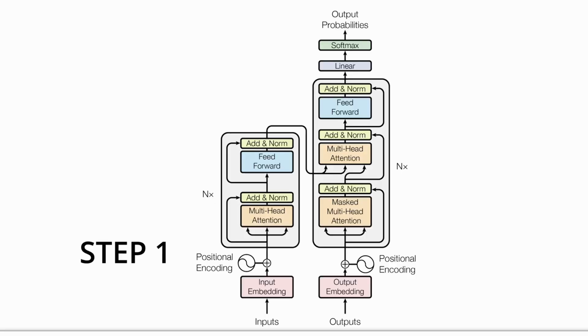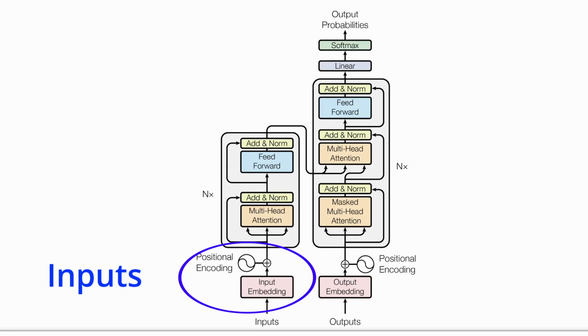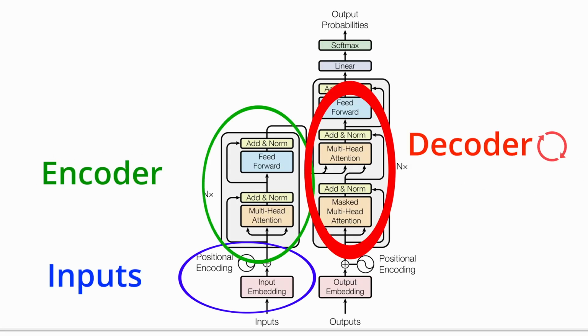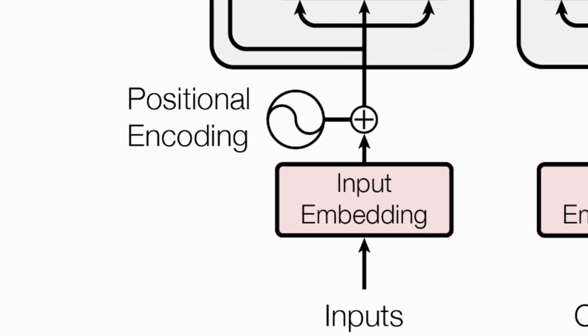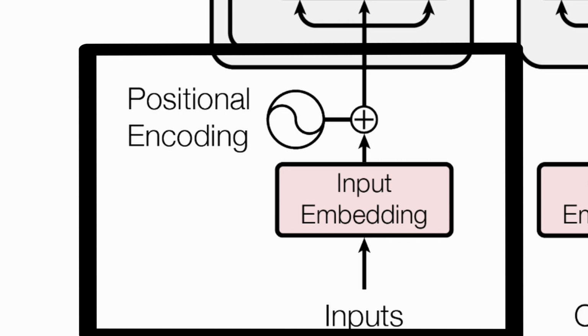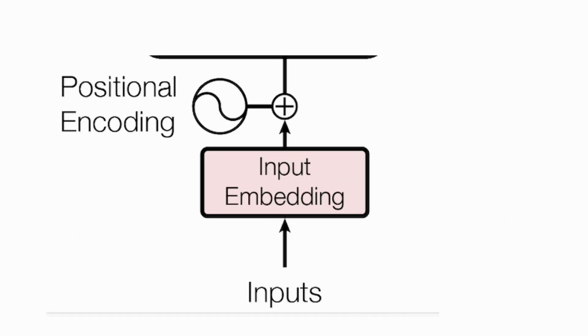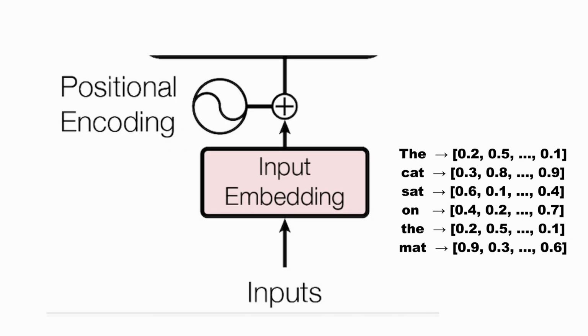I'll walk you through a concrete step-by-step example, translating an English sentence into French. First, let's do a quick overview so you know what we're getting into. We'll keep it simple for now and go into more detail later. We begin with the inputs. The inputs go through what I'll call the input processing layer. Here, each word is first converted into a vector representation, or in other words, an embedding.